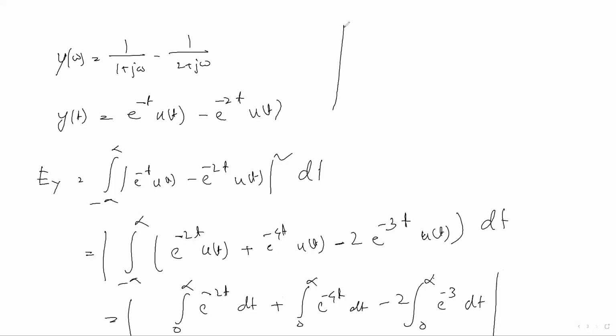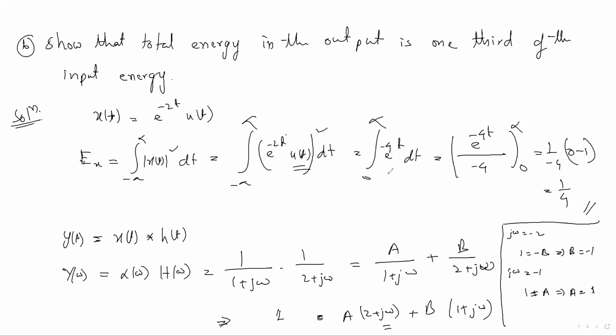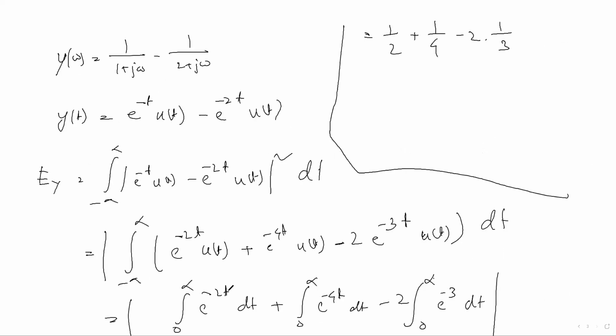So try to solve this one. What will you get? You will get 1/2 for the first term. For the second term you will get 1/4, and for the third term you will get 2 into 1/3. Here, if it is e to the power minus 4t, then we get 1/4, because of the infinity limit. Like that, if it is e to the power minus 2t, we get 1/2.